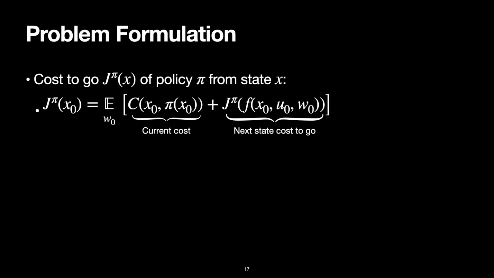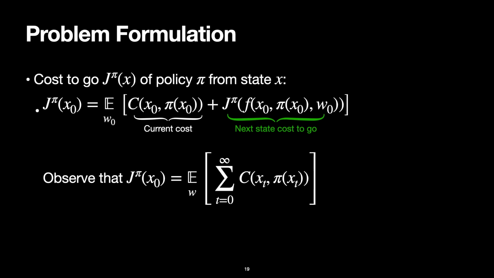Let J superscript pi of x denote the expected cost to go for policy pi from state x. We can recursively define this as the current cost plus the expected cost to go from the next state. We can also define this as the expected sum of costs over all future time steps for pi. Observe that since the cost in the goal set is 0, and the goal set is assumed to be robust, control invariant, the sum of costs over an infinite horizon can be written as a sum over a finite time horizon for successful trajectories. In practice, we will terminate episodes after a fixed horizon, but we will use the infinite cost to go estimator with discounting as in prior value learning literature.